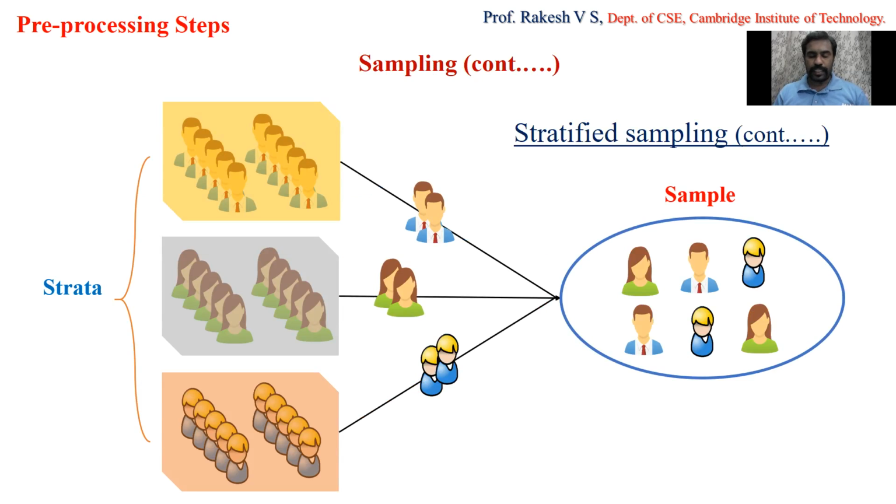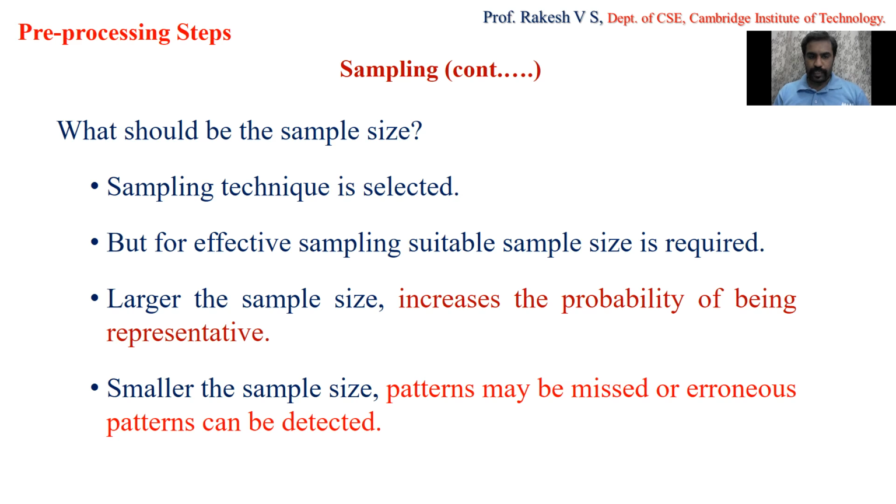Now the next question that comes to our mind is, in both these cases, we selected the sample size as 6. But in actual practice, how do we select a sample of a particular size? So let us see an example for that. Is there any issue with respect to the size of the sample? If so, how can that be overcome? Now, the next question is, what should be the sample size?